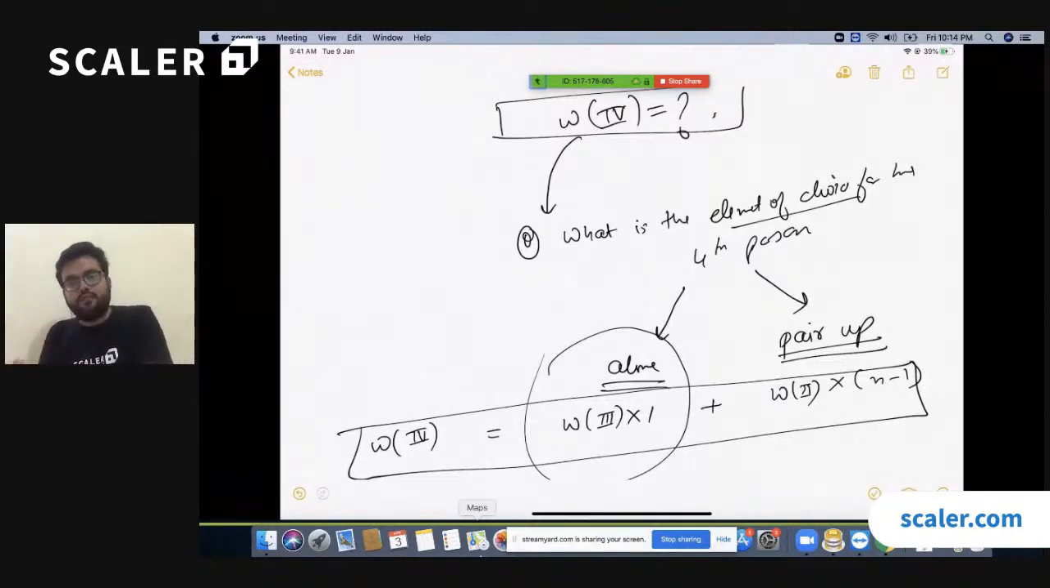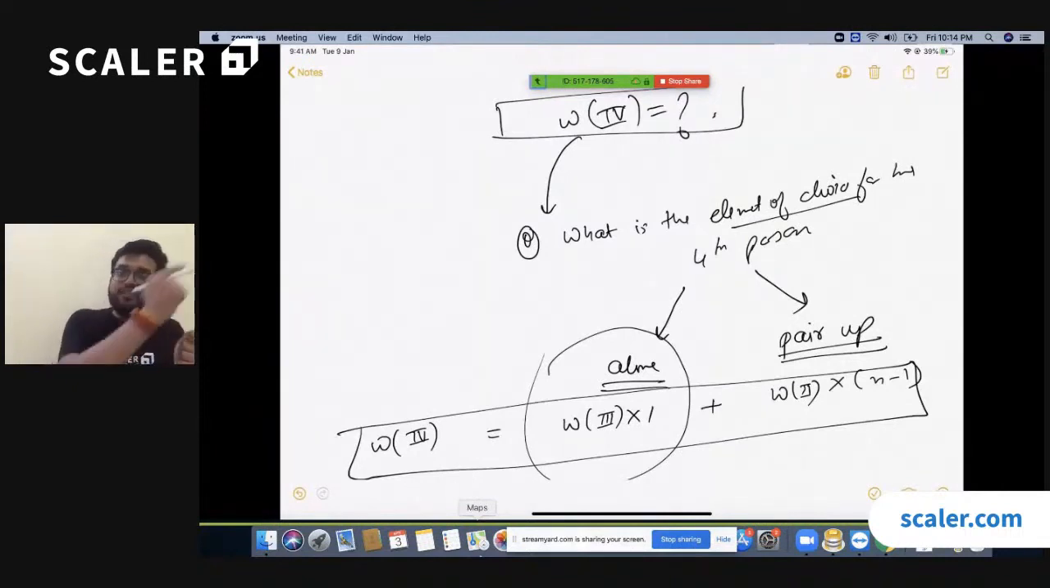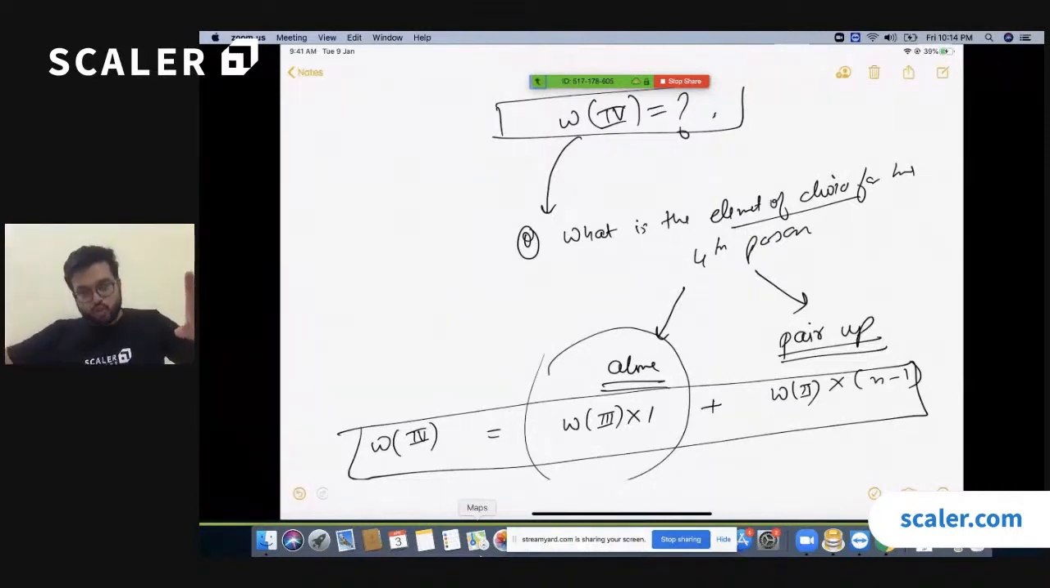The other option that the fourth person had was that he can pair up. If he chooses to pair up, he pairs up with one person. The number of people remaining in the party becomes n minus 2, which is in this case 2. I already know the answer to that problem, how many ways 2 people can join the party. I will multiply W2 with n minus 1, because for the fourth person, he had n minus 1 options to pair up with anybody.